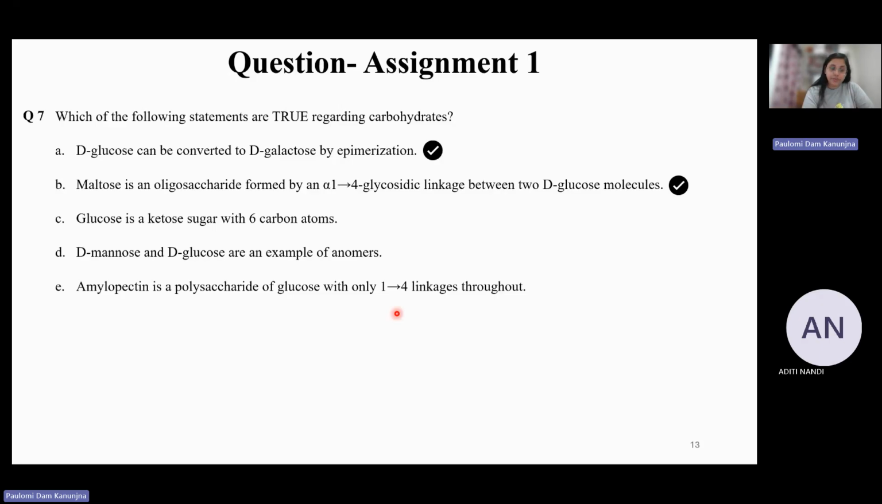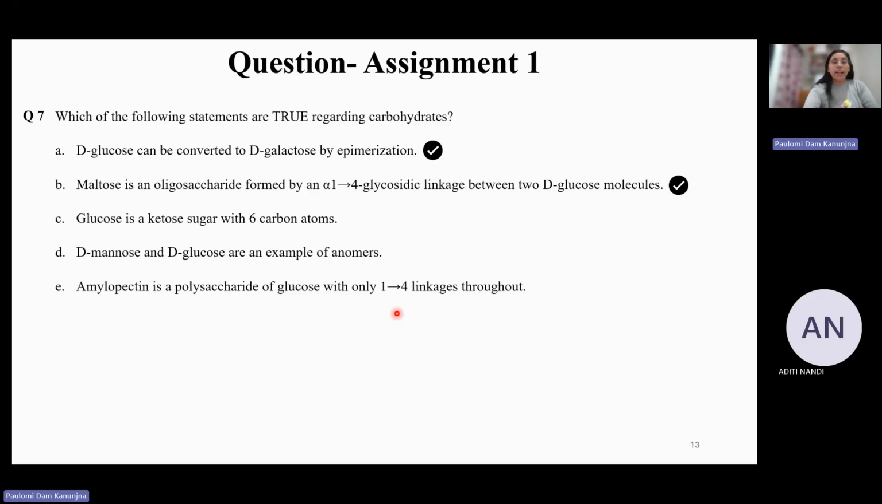The last one says amylopectin is a polysaccharide of glucose with only alpha 1,4 linkage, which is wrong. The linear structure has alpha 1,4, but they also have a branch structure, which is alpha 1,6 linkage, right?